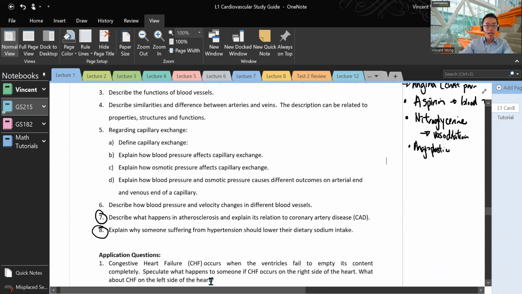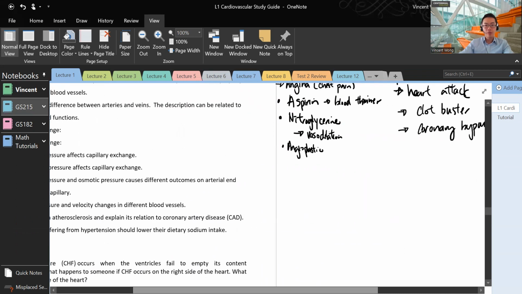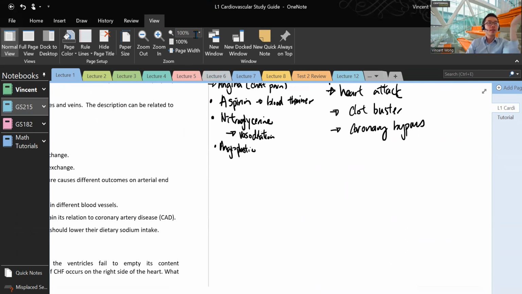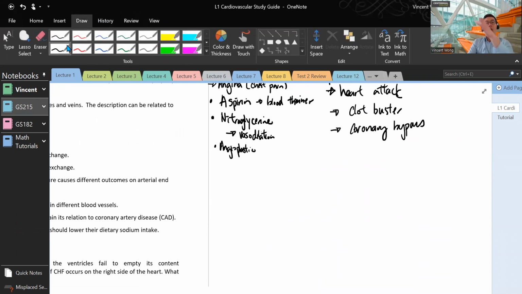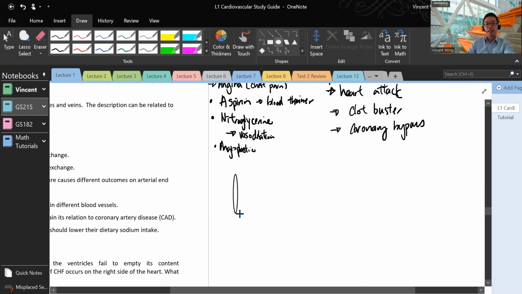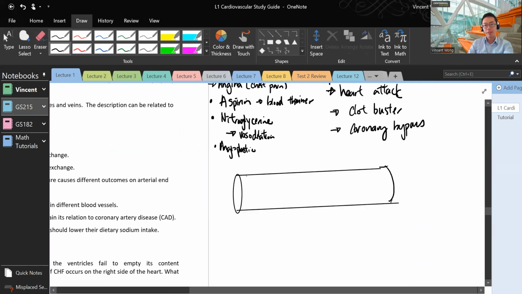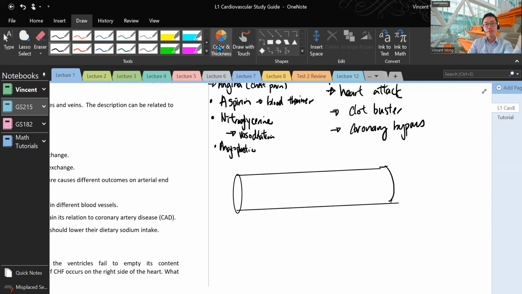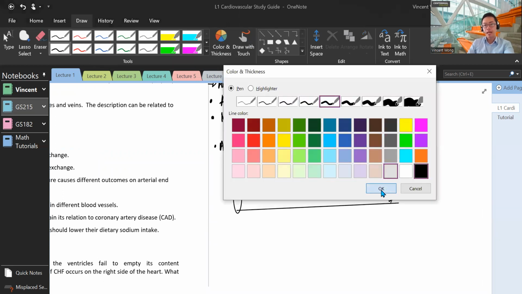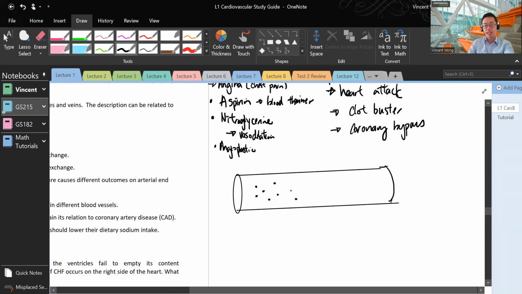Number 8, explain why someone suffering from hypertension should lower their dietary sodium. Okay, so this has to do with the osmotic pressure we were talking about, right? So again, let's draw our favorite blood vessel right here. That is your capillaries. And we were saying how there are lots of solutes inside, right? Okay, there are proteins, there are electrolytes. The main electrolyte is going to be the sodium, okay?